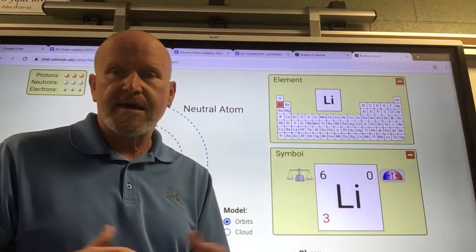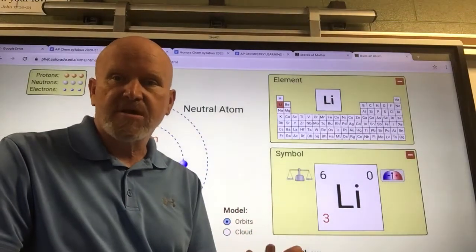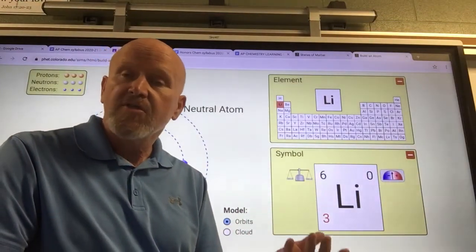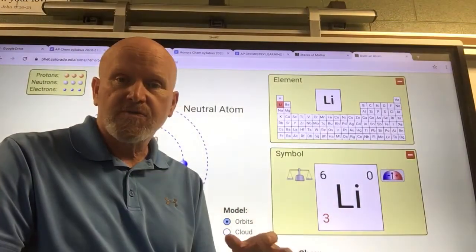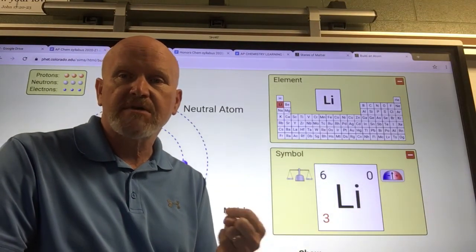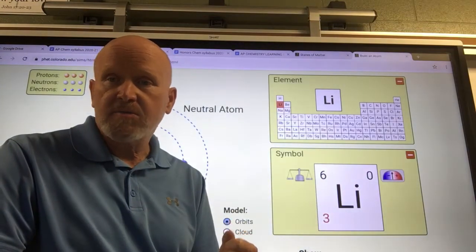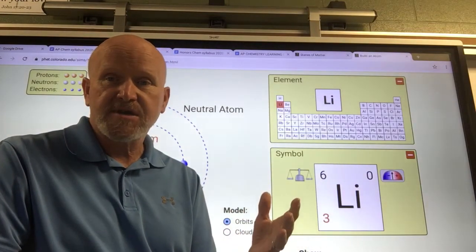So what are ions? Ions are atoms that have a charge. It can be positive, it can be negative. The most common charge for lithium is +1. So that's the most common lithium ion. So what do you do to get a +1 lithium ion? Well, it's simple. Just add a positive charge, right?